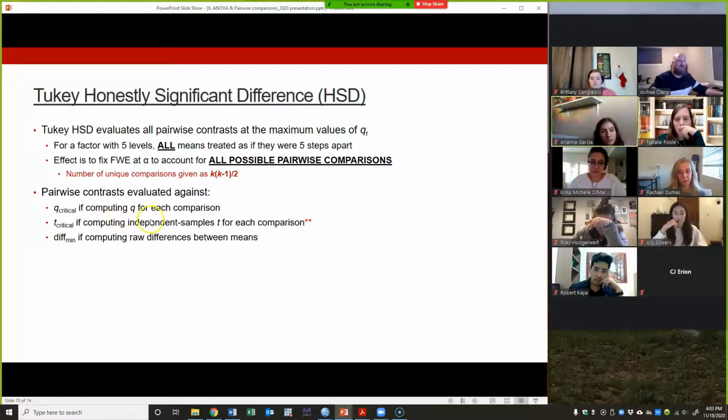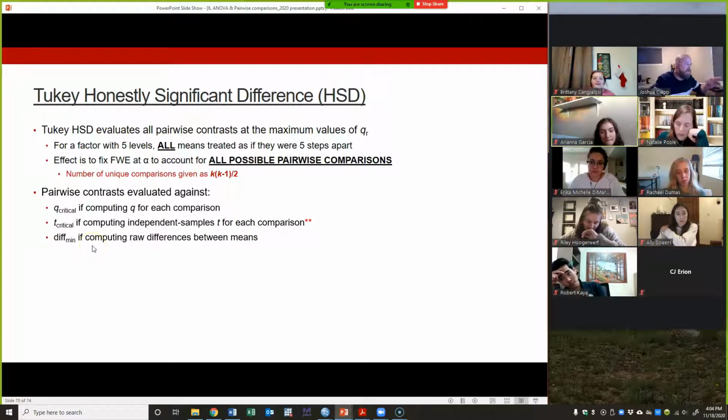All right, so what I can do then, if I'm using Tukey's HSD, is compare contrasts using Q critical if I'm calculating Q statistics. I can use T critical if I'm using independent sample T for comparisons, or I can use my minimum difference as my criterion here. These are all functionally identical. You can do any one you like, whichever one makes the most sense for you, however you've got things set up.